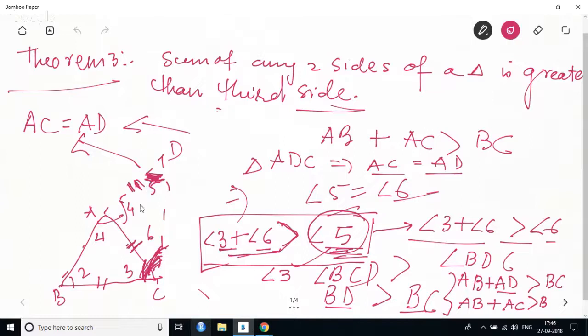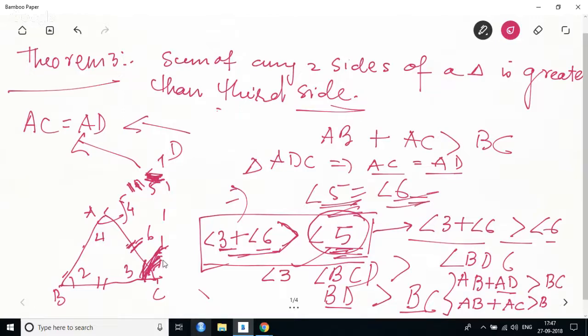I'm constructing AD which is equal to AC. So I'm going to first take this triangle ADC, and I'm saying that angle 5 is equal to angle 6. Now why am I saying angle 5 is equal to angle 6? Because I have constructed AD equal to AC. So in the isosceles triangle, what happens? Angles opposite to equal sides would be equal. That is why I am saying that angle 5 is equal to angle 6.